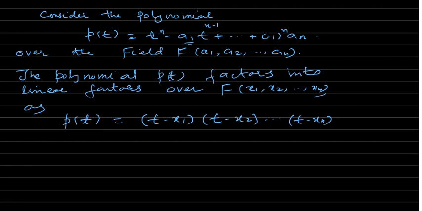You can check this for n equal to 2. There you will have only a1 and a2: a1 will be x1 plus x2 and a2 is x1 x2. So that polynomial t^2 minus a1 t plus a2 can be written as (t minus x1) into (t minus x2). So in general, for n, this polynomial can be factored into linear factors like this, (t minus x1)(t minus x2)... And in which field are these linear factors? They are not in the field F(a1, a2, ..., an), they are in the field F(x1, x2, ..., xn). So that's why this polynomial can be factored into linear factors over the field F(x1, x2, ..., xn).